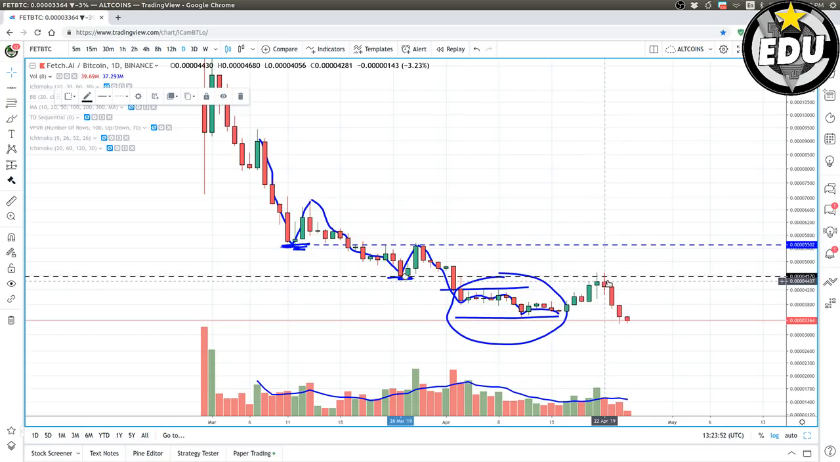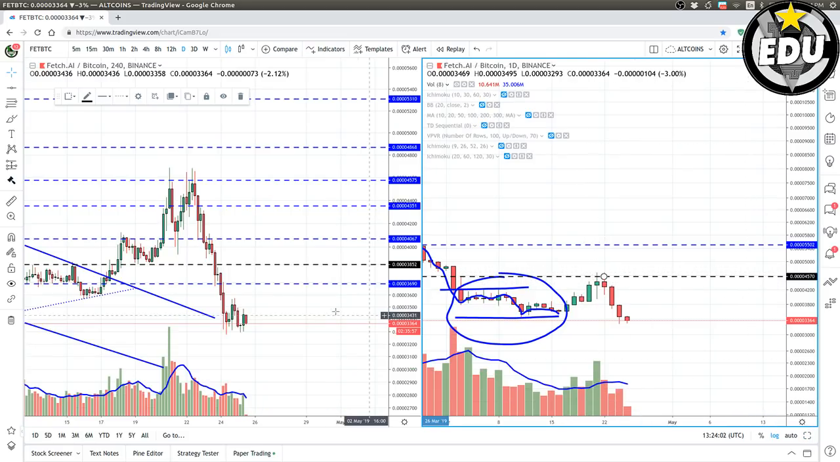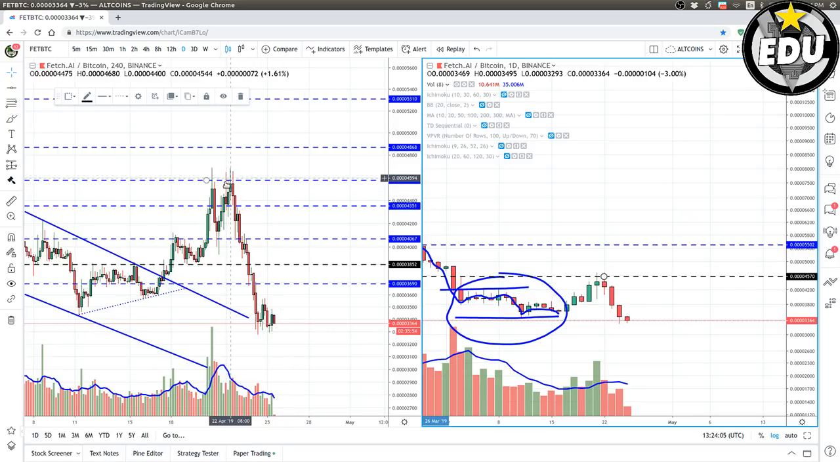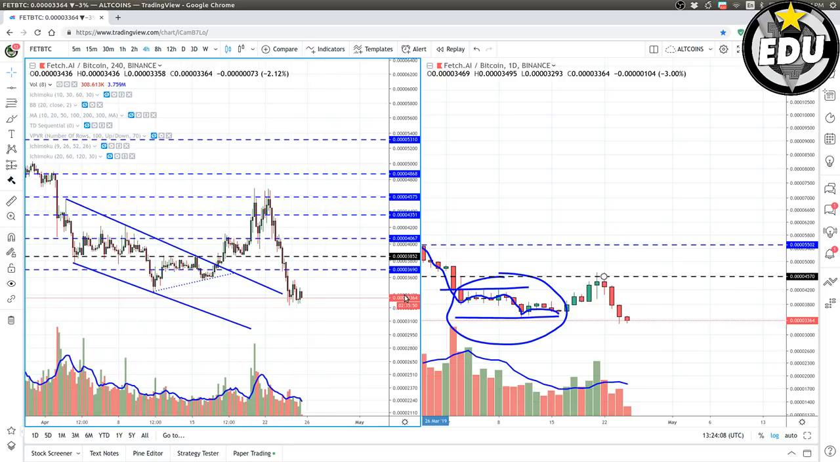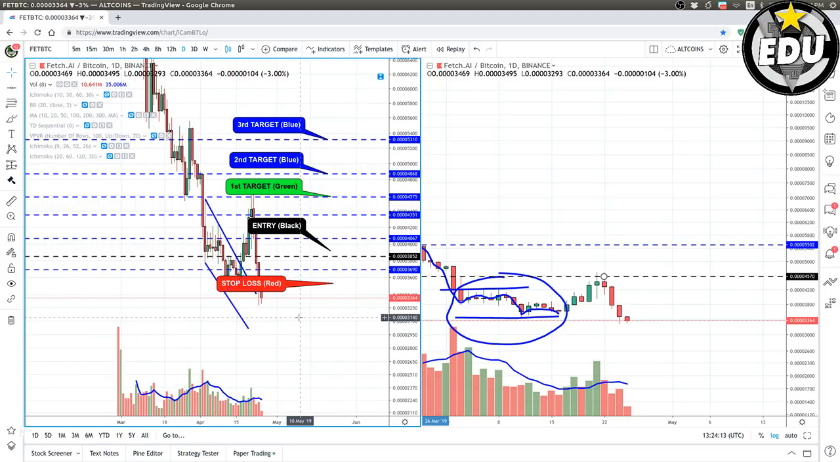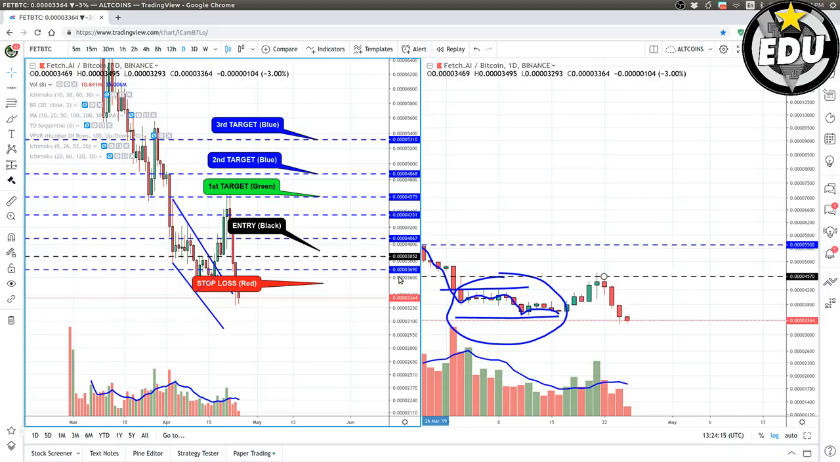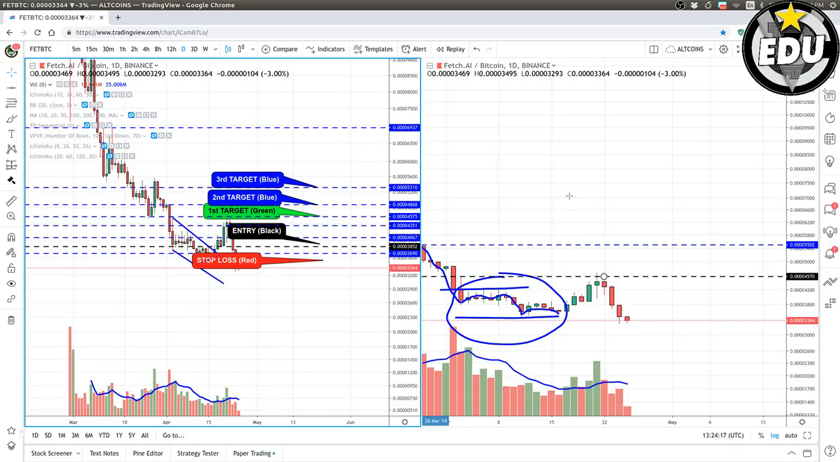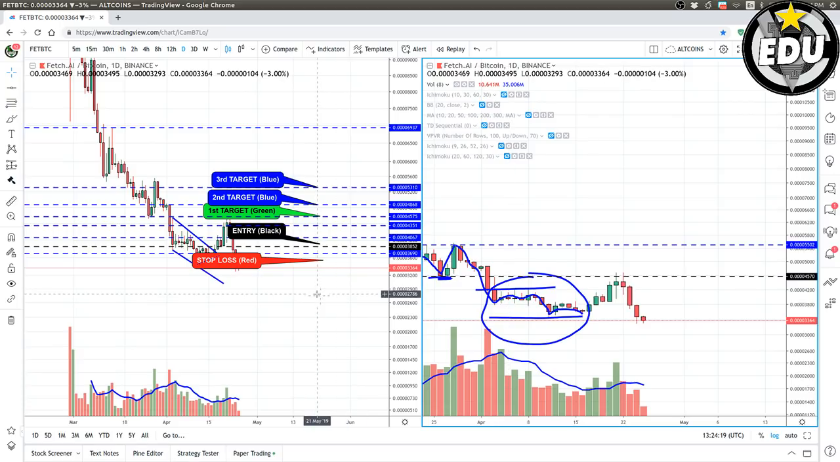If you remember, this was my selling level too. If I go back to the other chart, see this level? It was my third TP. If I go on the 1 day chart, it was pretty much this.